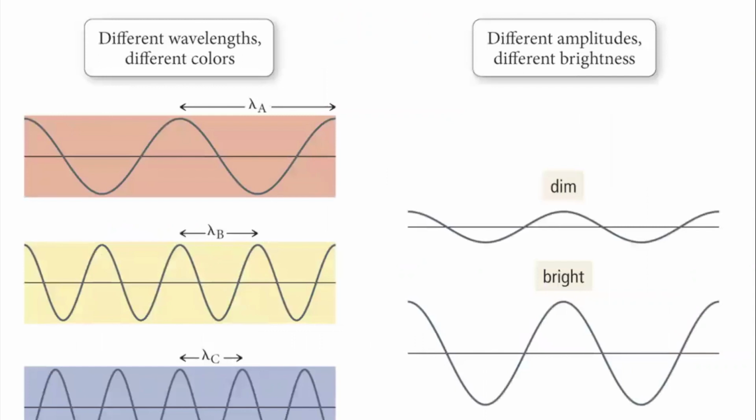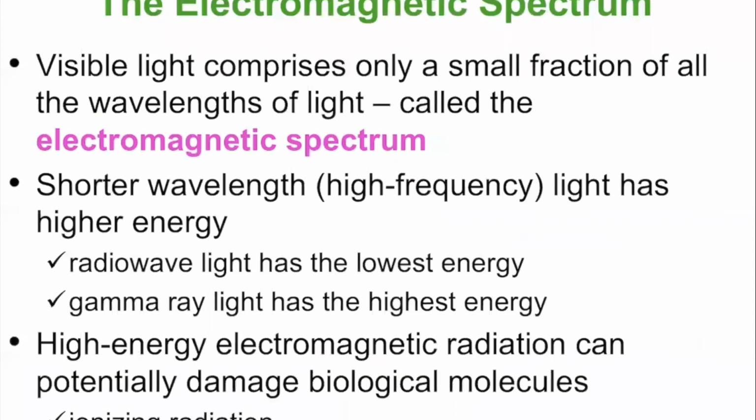Notice that we have different wavelengths and they have different colors. The amplitude has to do with the brightness of the light. Wavelength and amplitude are independent properties. They're not related to each other. The wavelength is going to determine the color, but the amplitude is going to determine the brightness. All of these colors can be observed in an electromagnetic spectrum, which you've seen like the rainbow.